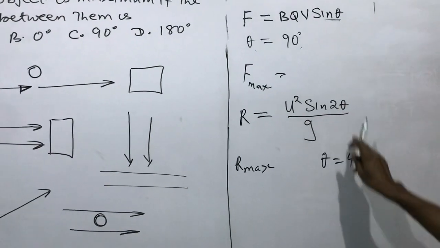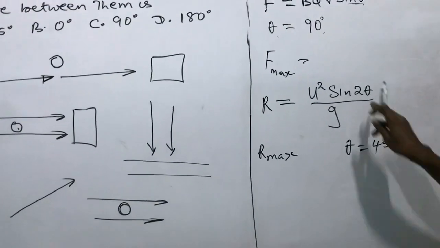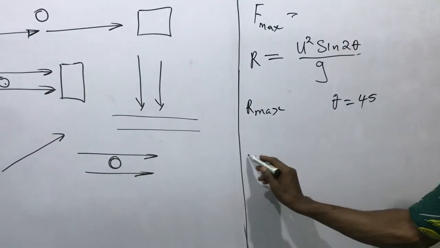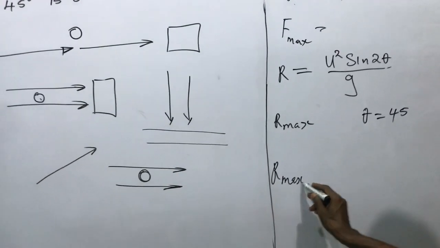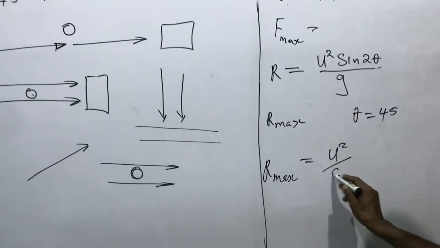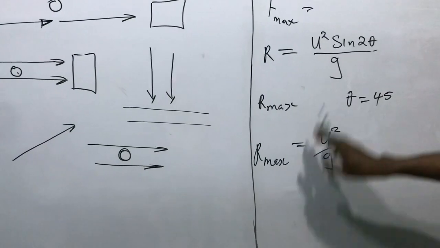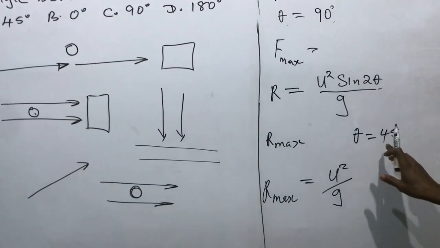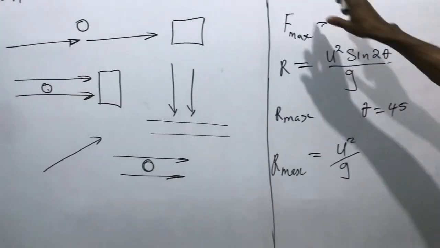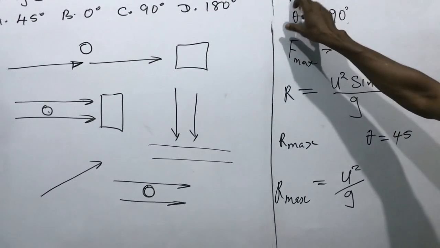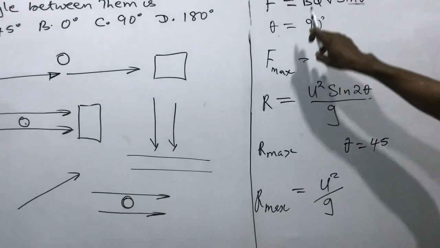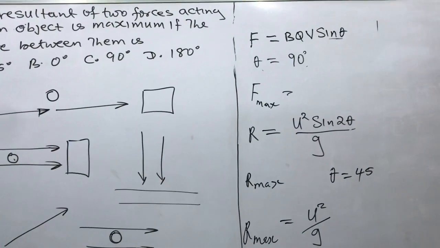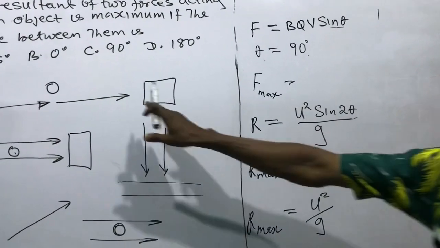When this angle is 45, 2 times 45 gives me 90, and sine 90 gives me 1. And I will have that maximum range. Maximum range is equal to U squared all over G. Therefore, this range will be maximum when this theta is equal to 45. And the force exerted on a current carrying wire in a magnetic field will be maximum when the theta is equal to 90. So this is the condition as well, as we said here.